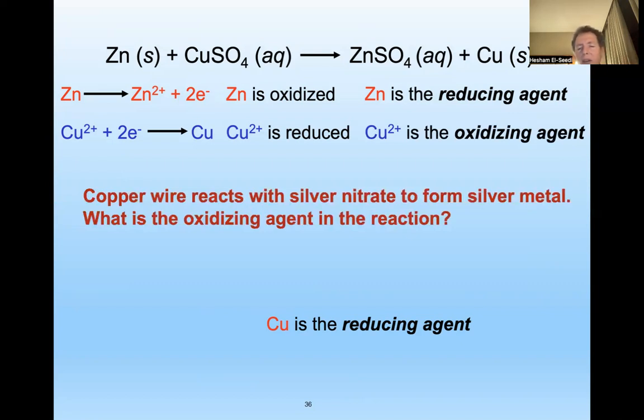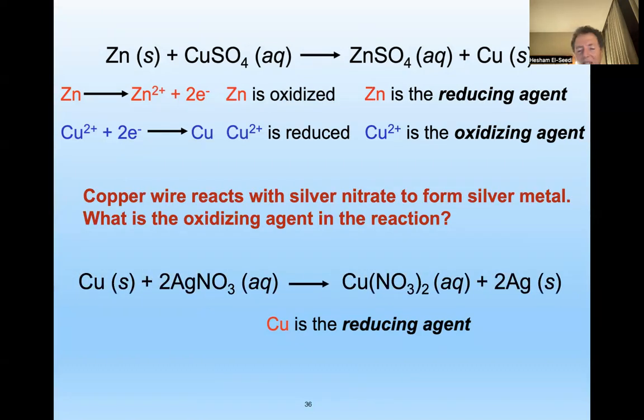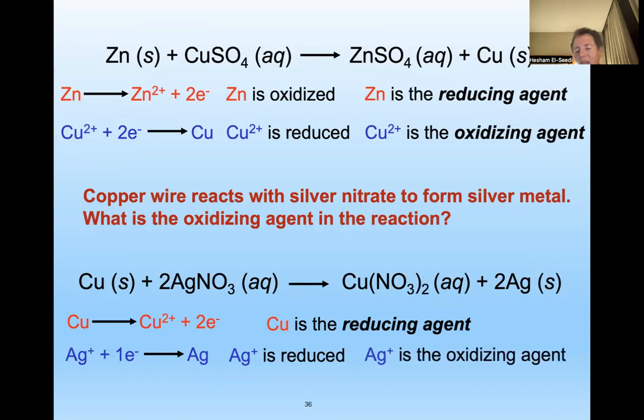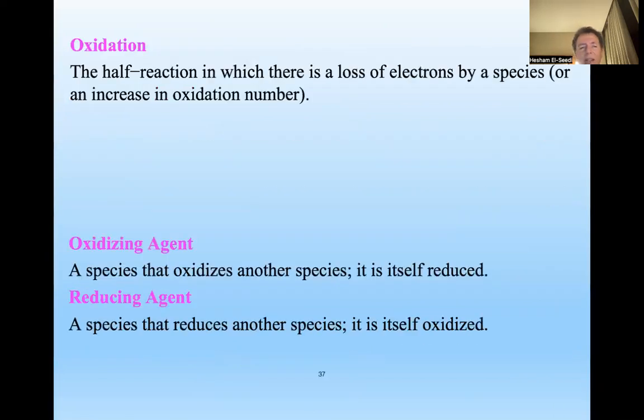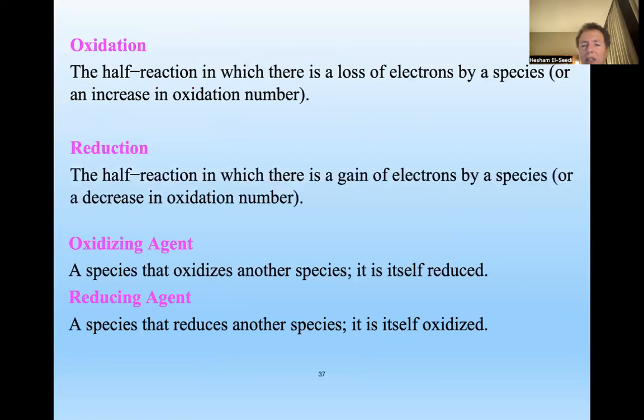Copper wire, for example, reacted with silver nitrate in the same way. So in this case, copper will donate electrons, right? Then silver will gain electrons, which means it is reduced. So oxidation is a half reaction of loss of electrons, while reduction is the opposite way. And from this point of view, silver is the oxidizing agent, which means a species that oxidizes another species. So itself, it is reduced, right?